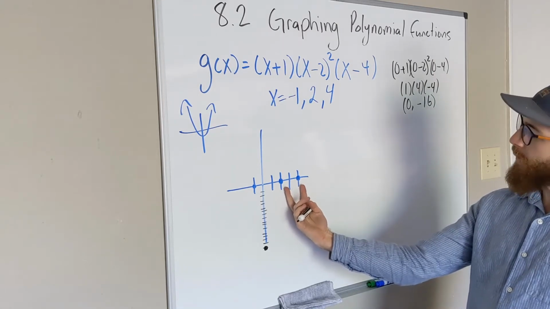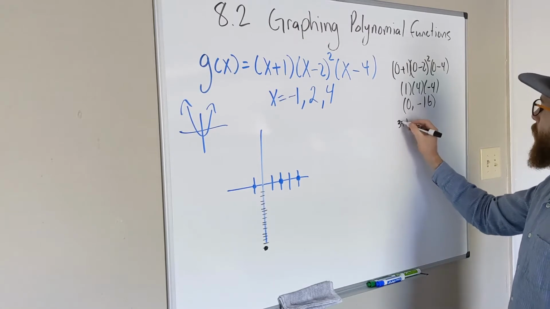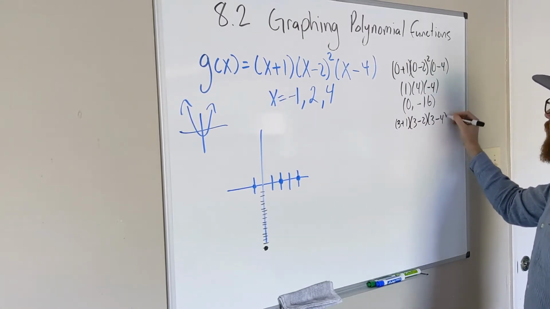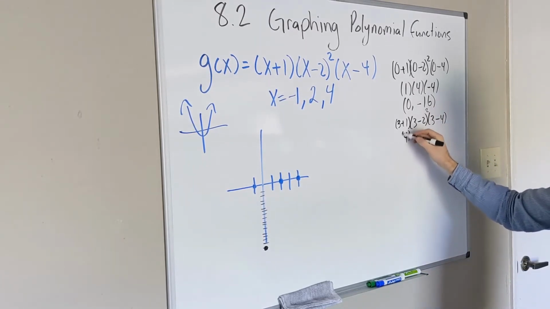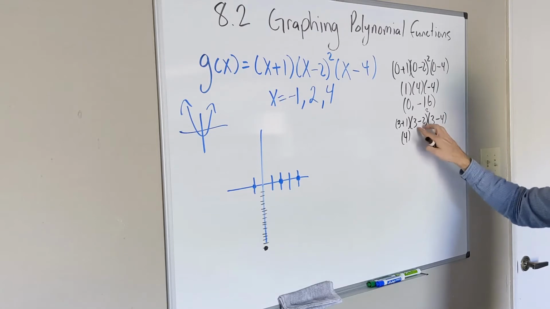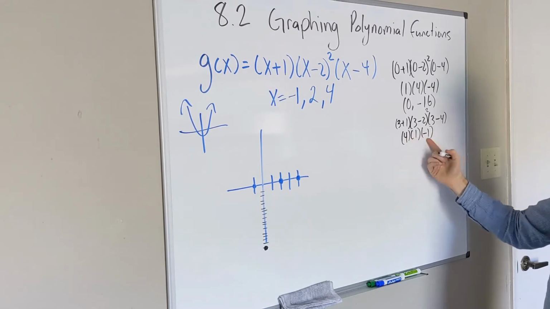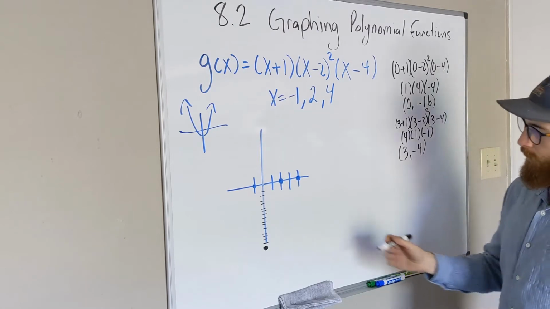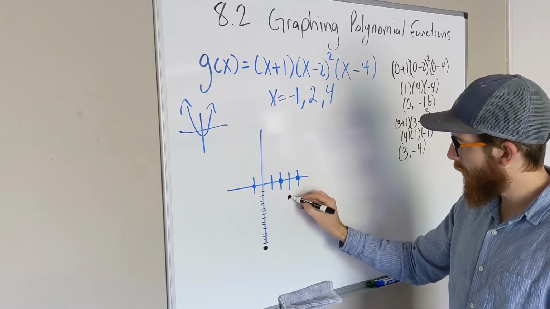That one also seems pretty easy. How about 3? So let me plug 3 in. 3 plus 1, 3 minus 2, 3 minus 4, but I forgot the square. So that's 4. 4 times, what is this? 1 squared is 1. 3 minus 4 is -1. So 4 times 1 times -1 is -4. And so we get 3, -4. So 3, 1, 2, 3, 4 is down here.